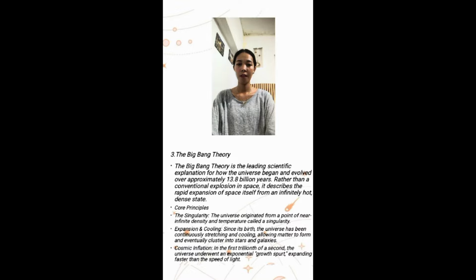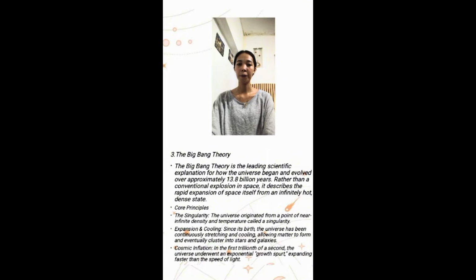So the number three subtopic is the Big Bang theory. The Big Bang theory is the leading scientific explanation for how the universe began and evolved over approximately 13.8 billion years, rather than a conventional explosion in space. It describes the rapid expansion of space itself from an infinitely hot, dense state.